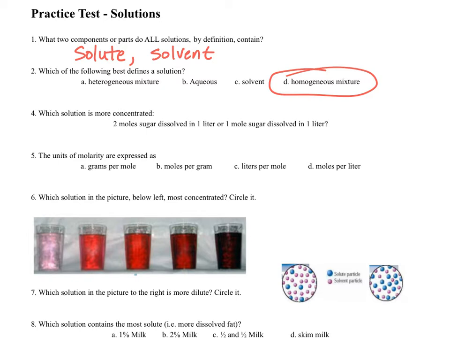Which solution is more concentrated? 2 moles dissolved in 1 liter or 1 mole dissolved in 1 liter? Well, of course, 2 moles dissolved in 1 liter is going to give you a 2 molar solution, which will be more concentrated than a 1 molar solution. The units for molarity are expressed in moles per liter. Moles per liter, also called molar or molar concentration.